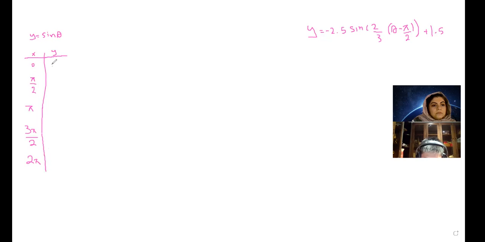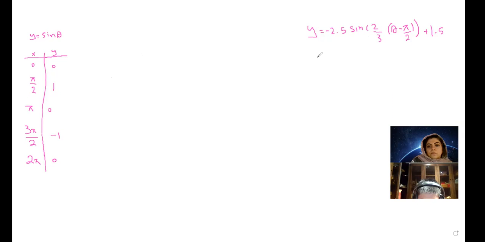Sine of 0, you need to know, is 0. Sine of pi over 2 is 1. Sine of pi is 0. Sine of 3 pi over 2 is -1. Sine of 2 pi is 0. Now we need to apply the transformations.